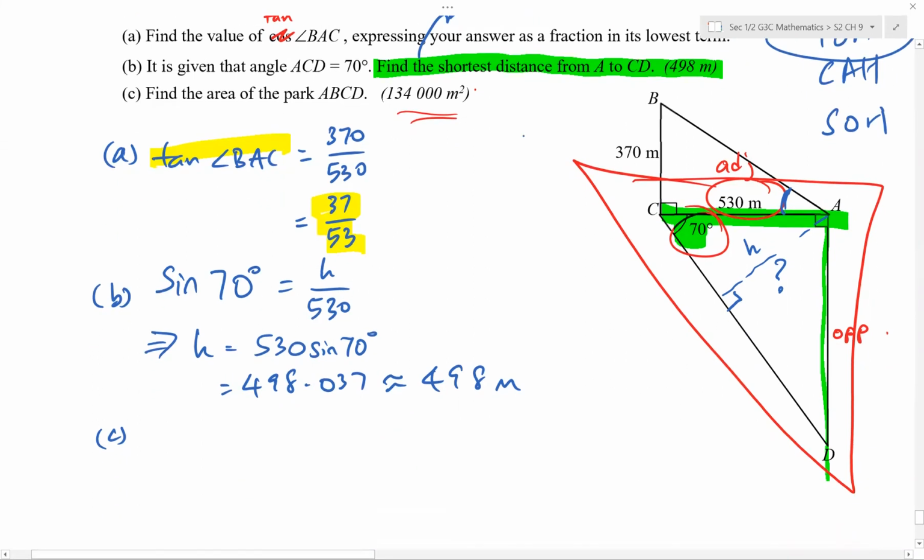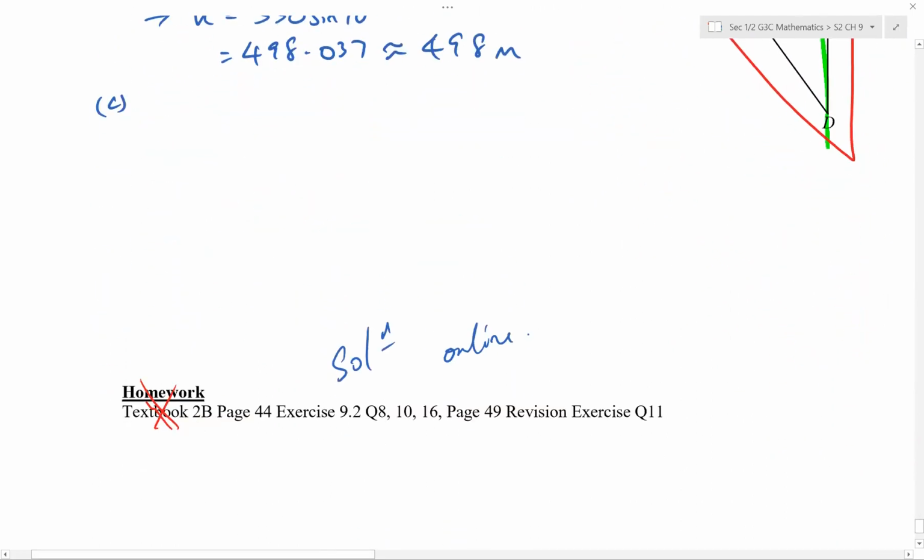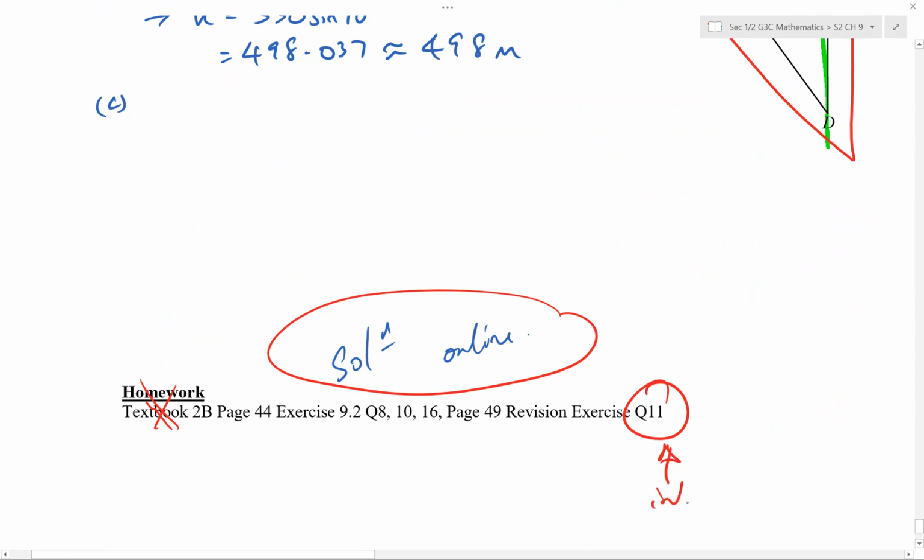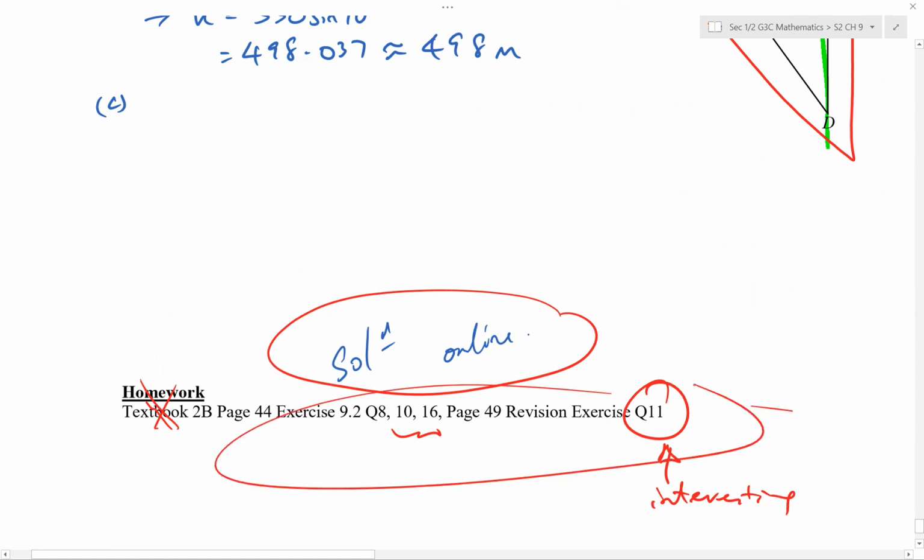Then our textbook questions. Like I said, I don't require you to do them, but I'll still place the solutions online. Can't remember whether it was 11. This one is interesting. 10 and 16, I can't remember which one. One of them is quite unique also. So I'll be placing the solution for everything. Just take a look at it. Okay, so that brings us to the end of chapter 9 on trigonometry.